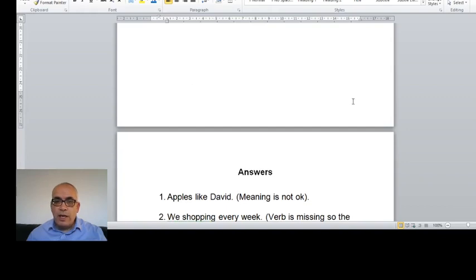Now the first one, apples like David. This text is wrong because the meaning is not okay. This sentence doesn't make any sense. The sentence has no meaning. And language is about meaning. When we speak, when we write, we have to say sentences, and these sentences must have a meaning.